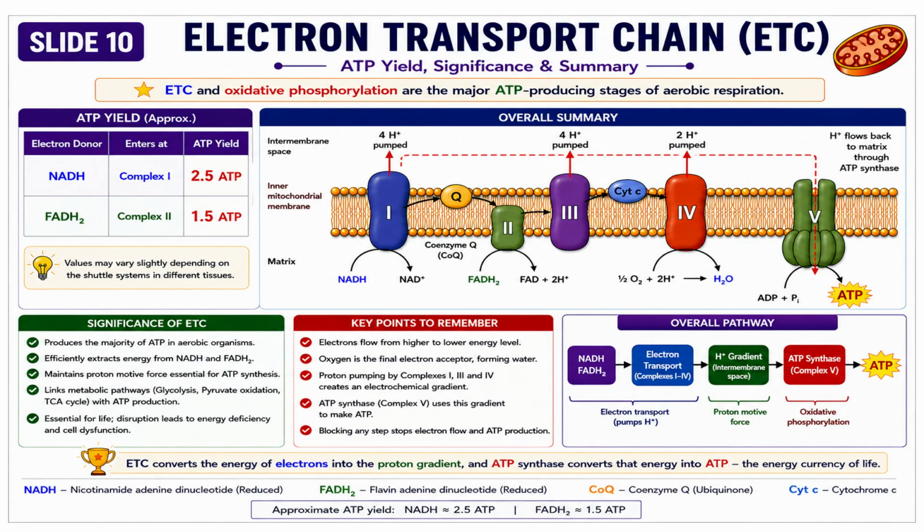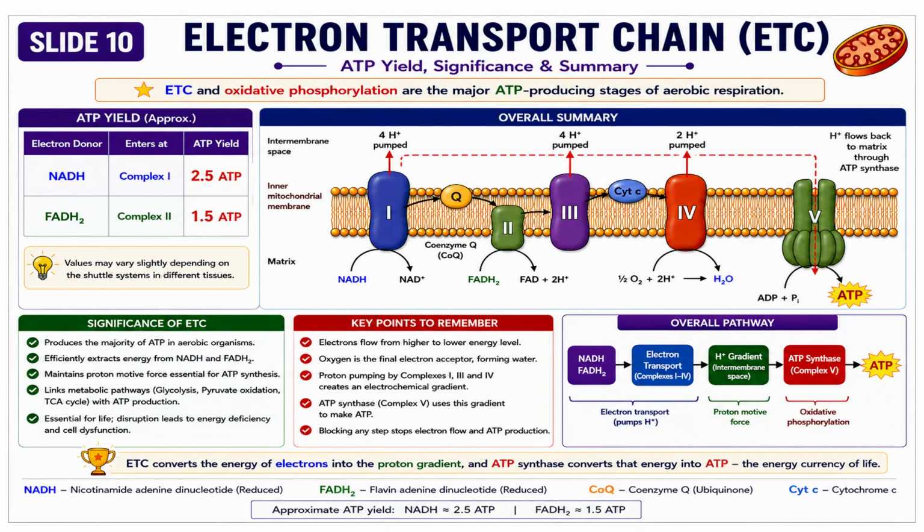Electrons from NADH enter the chain through complex 1, while electrons from FADH₂ enter through complex 2. Both pathways transfer electrons to coenzyme Q, CoQ. Electrons then pass through complex 3, cytochrome C, and complex 4. Finally, oxygen accepts the electrons and combines with hydrogen ions to form water.